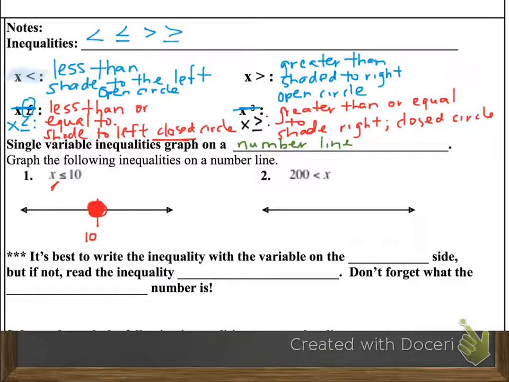And then I'm going to shade which direction? Hopefully you went back into your notes and you see I'm going to shade to the left. So I'm going to shade this way right here. Okay?